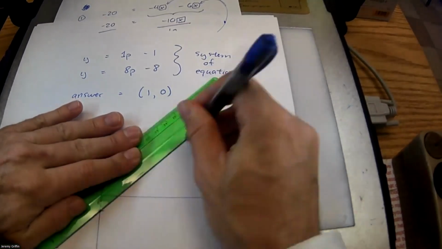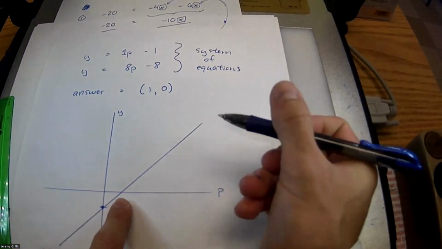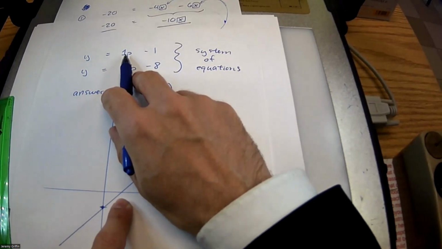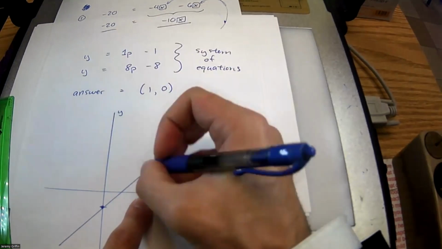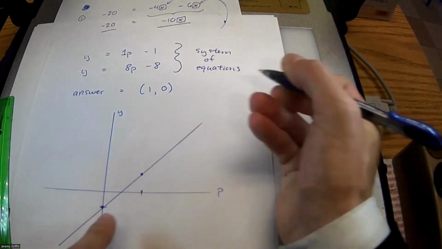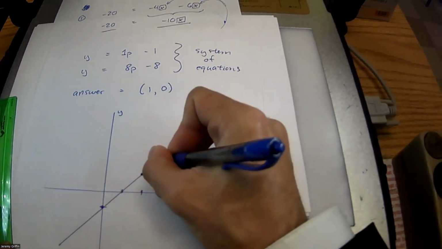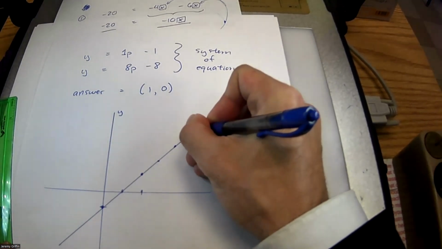So all of these points would lie on the line, right? For example, 1, 0. You plug in 1, 1 minus 1 is 0. If you plug in 2, 2 minus 1 is 1. So here's the point 2, 1. You have all these points that are going to lie on this line and satisfy the top equation.